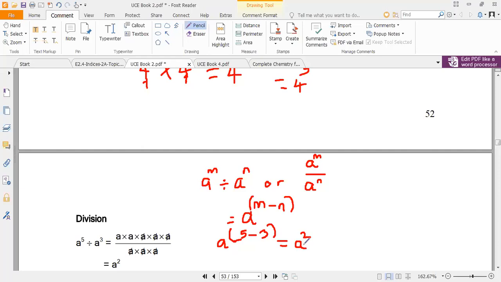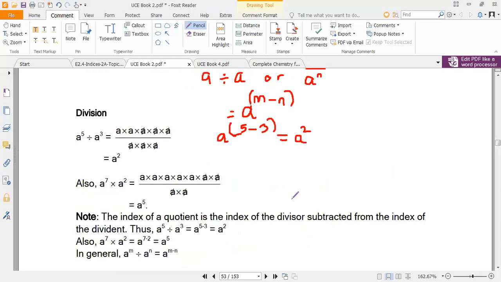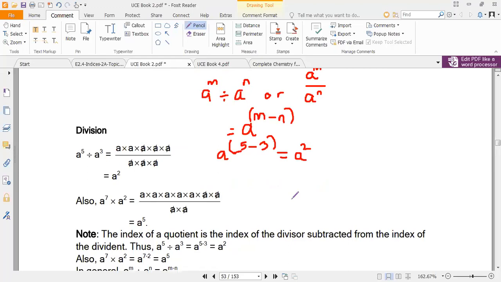Any questions before I continue to another law of indices? Tobisi and Gnidza, do you have any questions before I continue to another law? Yes, I got you. I get you, so you can continue.